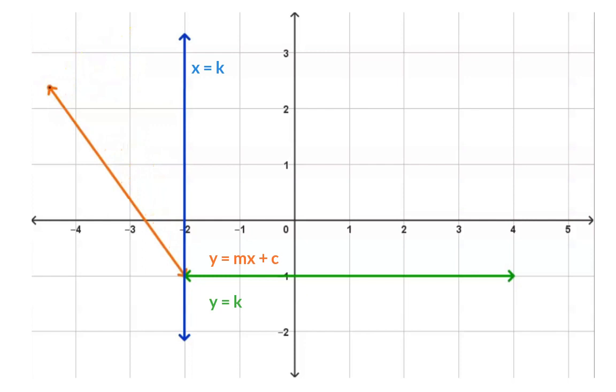In the next few videos, we're going to focus a bit more on the gradient or slope of a straight line, and we're going to have a look at how to determine the equation of a given graph.